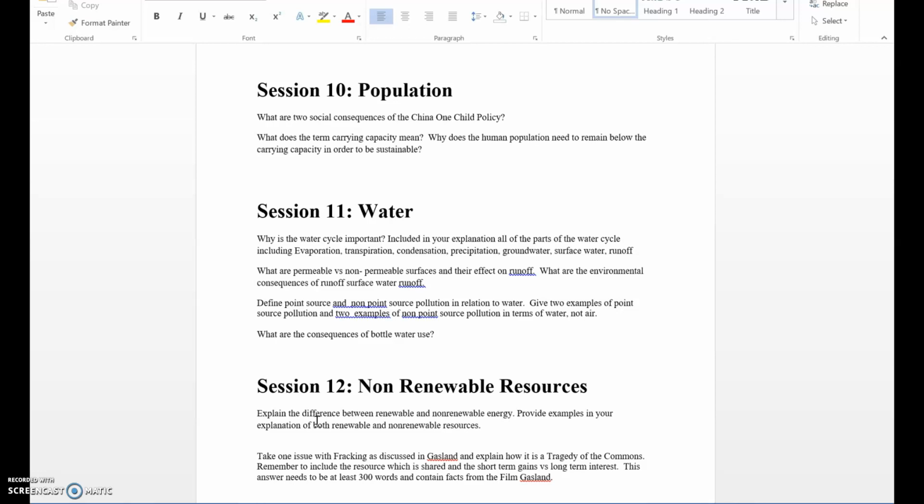Of course, it will be lack of resources. So lack of access to clean, fresh water, lack of food. So there's a lot of issues with overshooting the carrying capacity line.